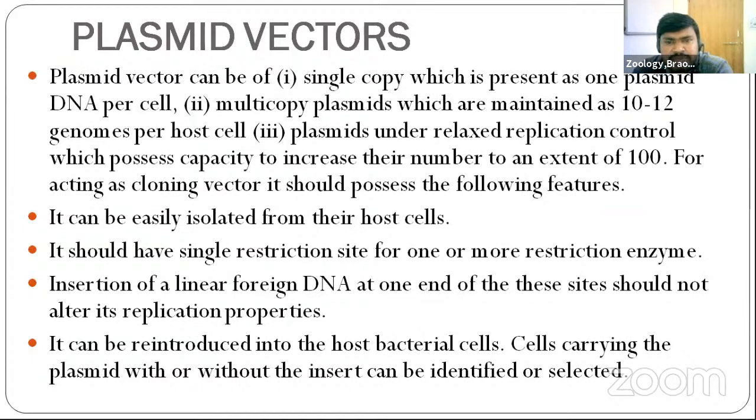These are: it can be easily isolated from its host cells, that is the first one, and it should have a single restriction site for one or more restriction enzymes. We know that already, we discussed it. Insertion of a linear foreign DNA at one of these sites should not alter its replication properties. And the next one is it can be reintroduced into the host bacterial cells, and cells carrying the plasmids with or without insert can be identified or selected.